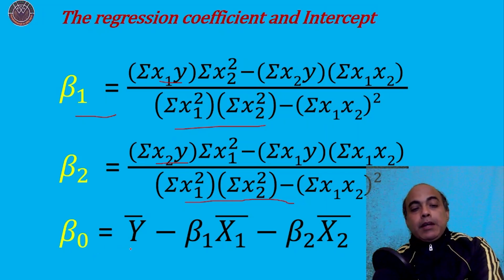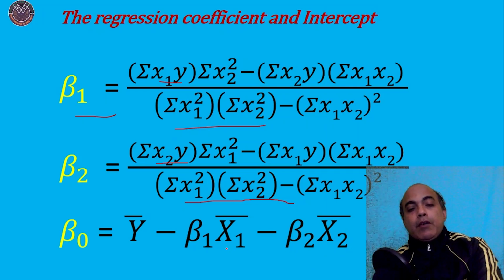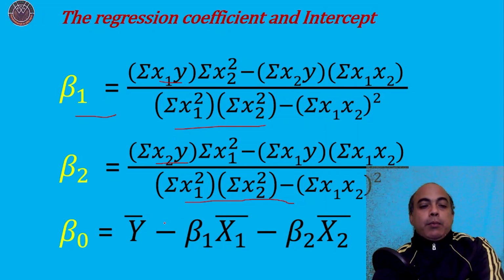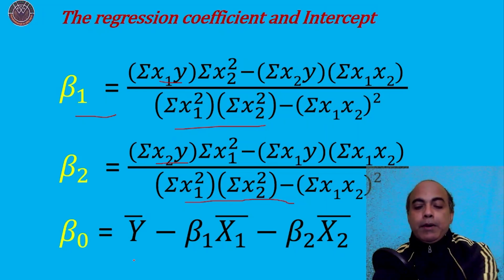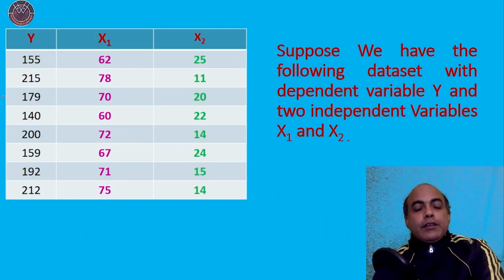So you have got the coefficients beta 1 and beta 2, and the intercept on the y-axis is given by this equation. You can see it is y bar minus beta 1 x1 bar minus beta 2 x2 bar. So here you are using the mean scores. This is from the exact scores, beta 1 x1 bar and beta 2 x2 bar, and once you get beta 1 and beta 2 using the deviation forms, you will be able to calculate beta 0. So let us see one example first.